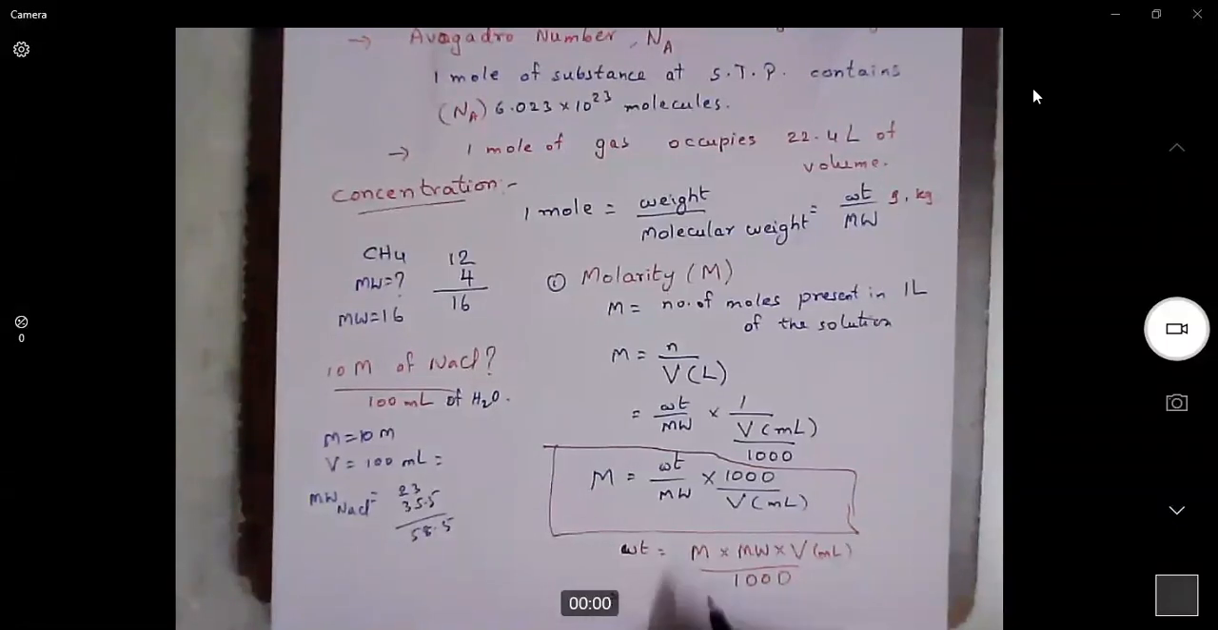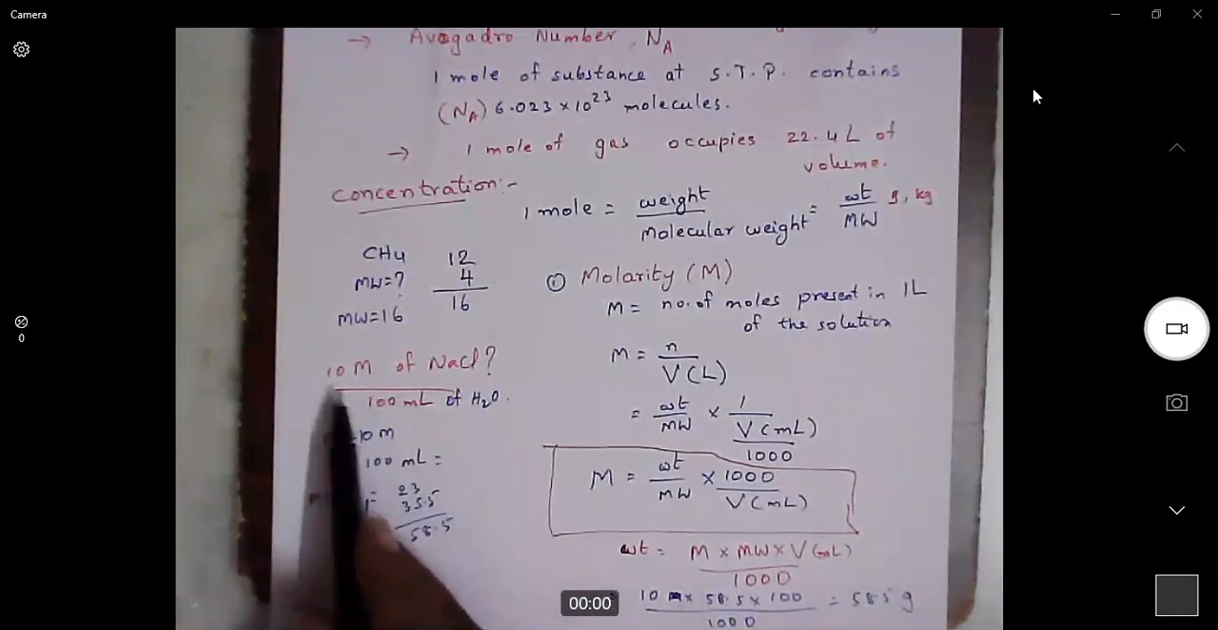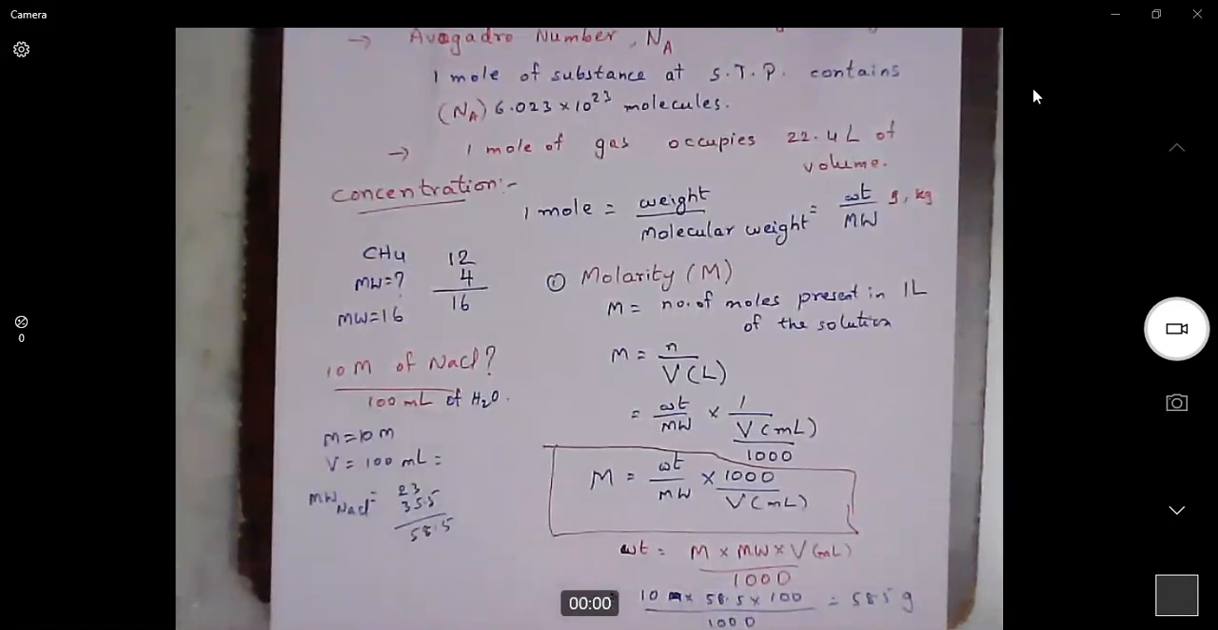So when we substitute all these terms: 10 molar, molecular weight 58.5, volume 100 ml divided by 1000, we will get 58.5 grams. Weight we will measure in grams. So when we dissolve 58.5 grams of sodium chloride in 100 ml of water, we will get 10 molar solution. So this is how we need to prepare solutions in terms of molarity.